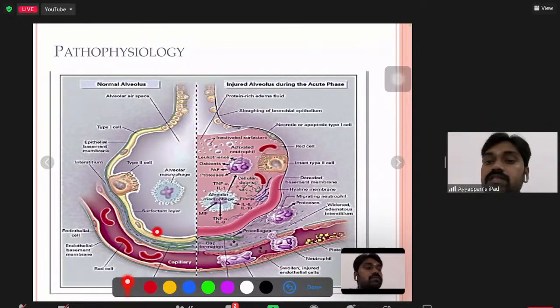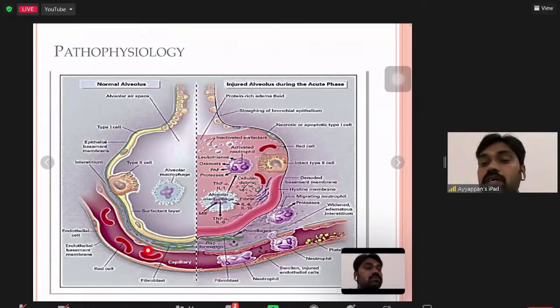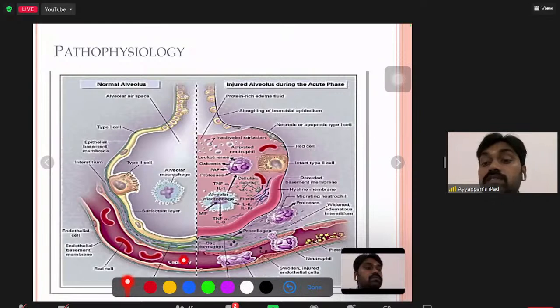Here you can see this is the capillary, and this is the alveolar epithelium, which is lined by the type 1 pneumocyte, the most abundant one, which covers the entire alveolar epithelium. And this is the type 2 cell, which is responsible for the formation of surfactant. And this is the alveolar basement membrane, followed by the capillary endothelium.